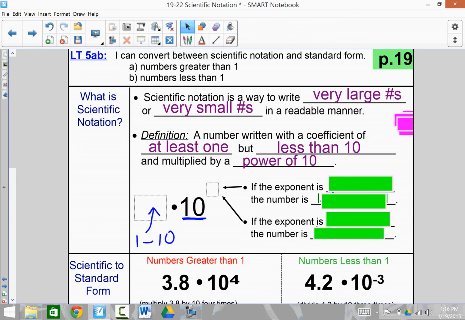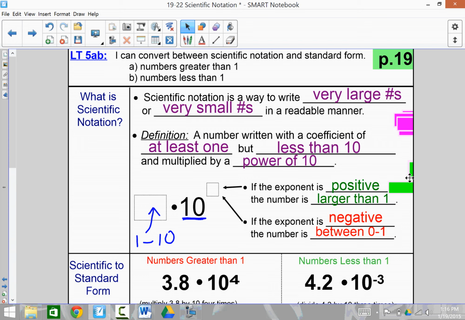Now, a few rules about the exponent. If the exponent from this power of 10 happens to be a positive exponent, you know we're talking about a number that's really large. It's larger than 1. If the exponent is a negative exponent, then you know we're talking about a number that is less than 1 but more than 0. In other words, it's between 0 and 1. So keep those two things in mind today. A positive exponent means the number is more than 1. If it's negative, the entire number is between 0 and 1. It's that very, very small number.